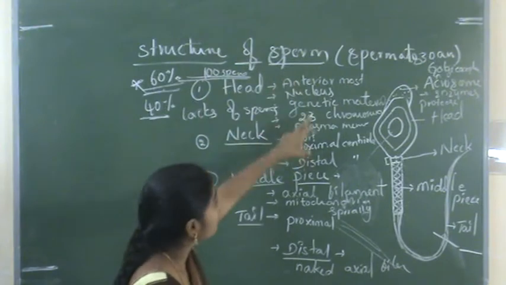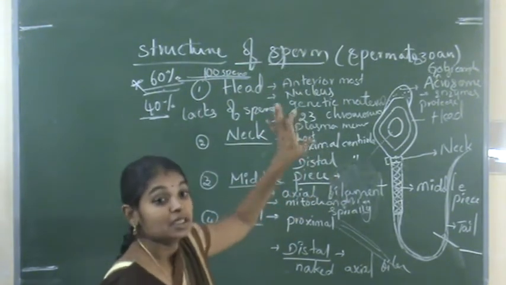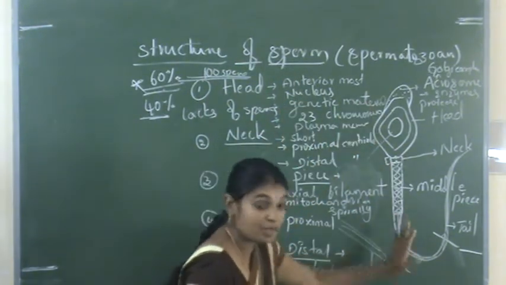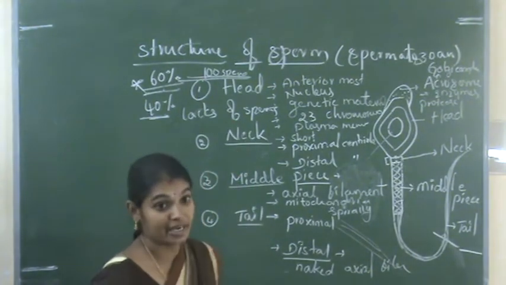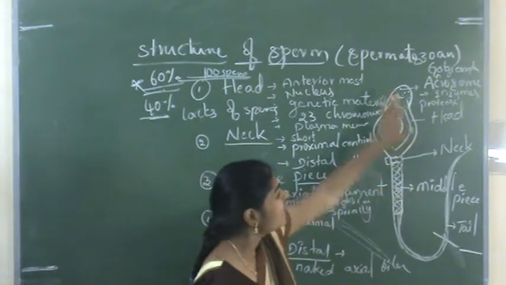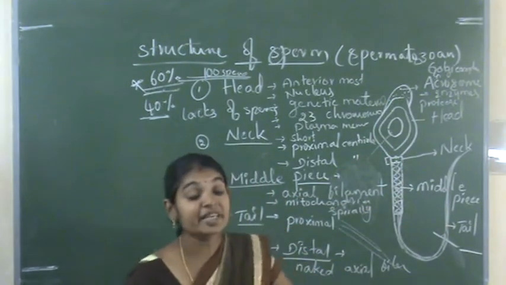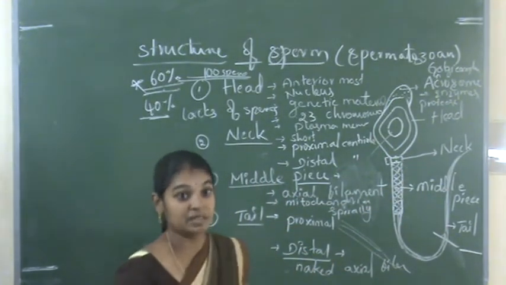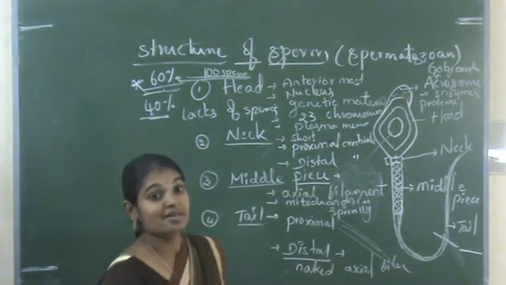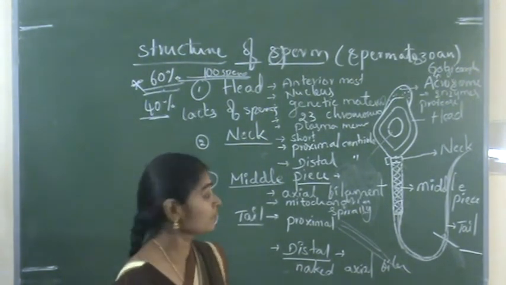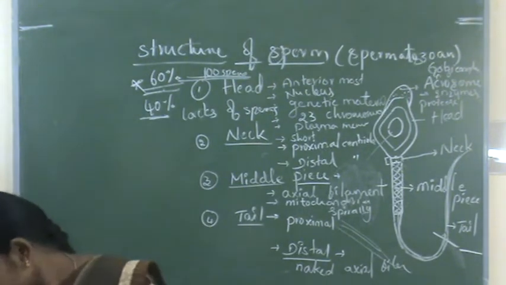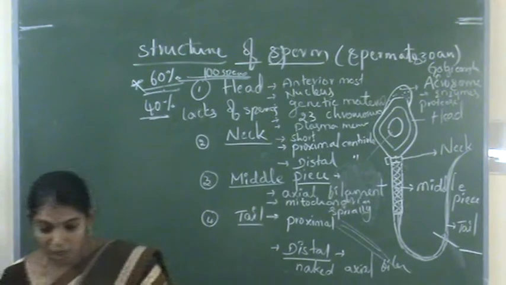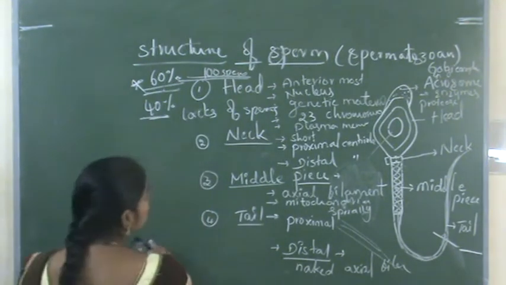So this is the structure of the sperm, in which 4 distinct parts are present: head, neck, middle piece and tail. Among these, all the parts are very important for normal fertilization. Then only it leads to the fertilization process. So this is about human sperm. And now we will go through oogenesis.